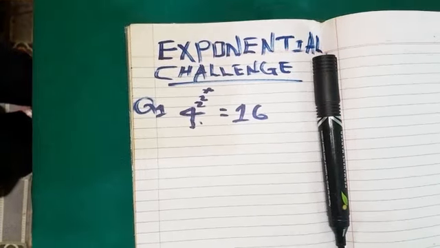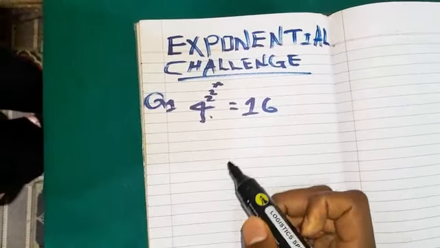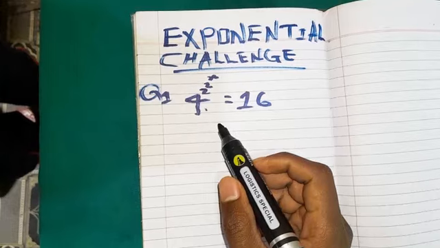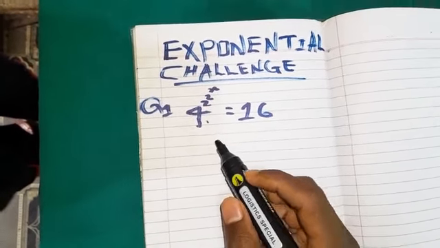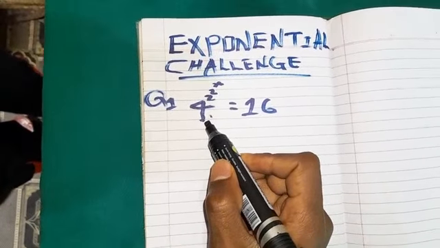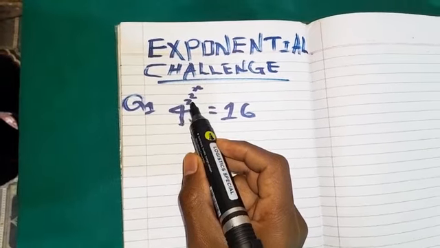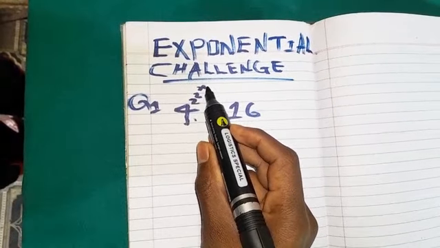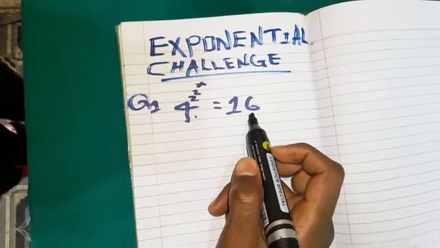Okay, everyone, can you solve this one? If you don't know, I will show you within a minute. This is the exponential equations challenge, let's do it together. The question is 4 to the power of 2, to the power of x, is equal to 16. Stay up to the end.